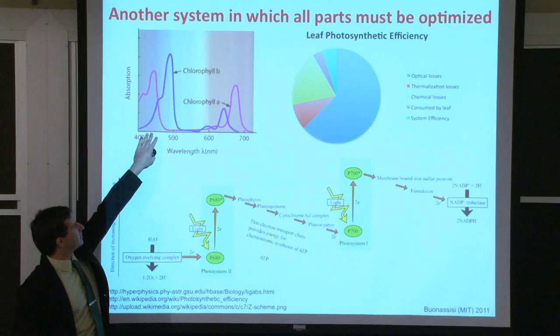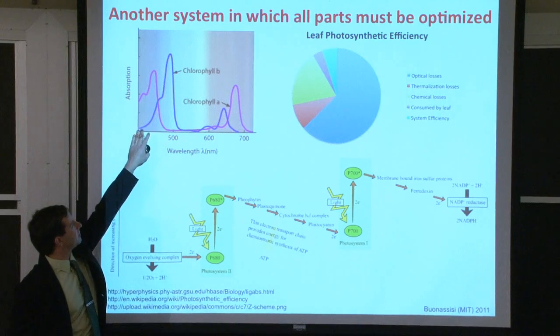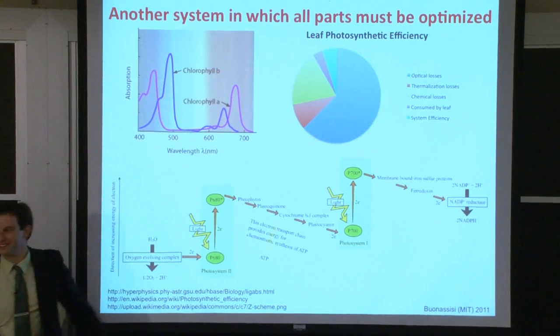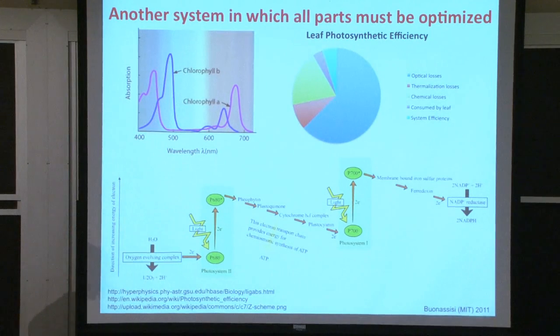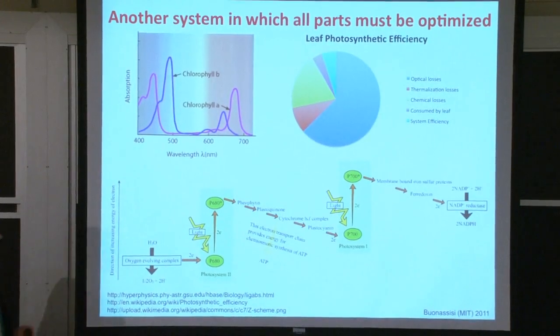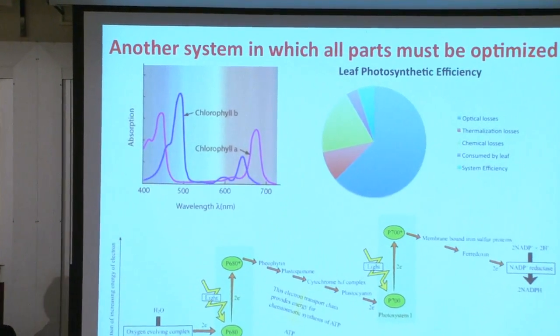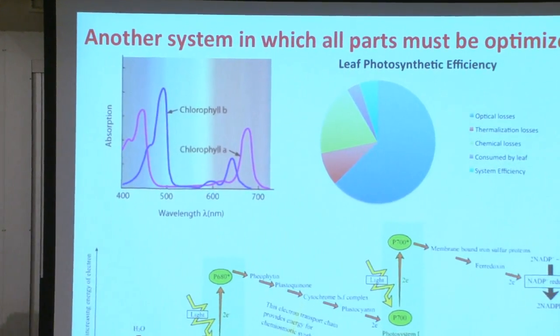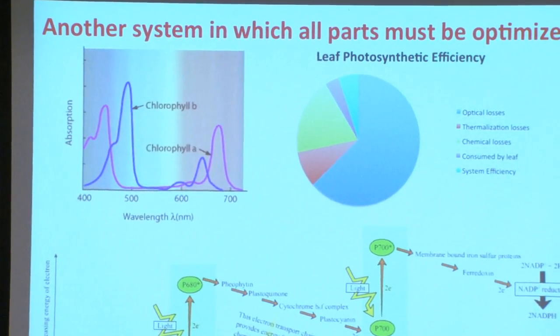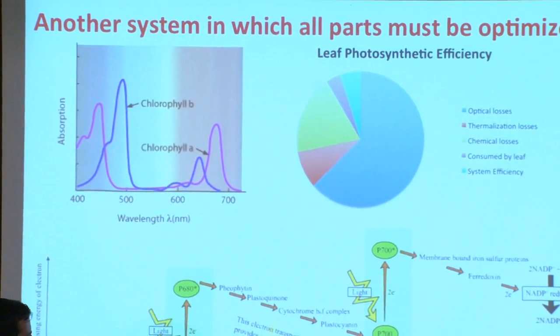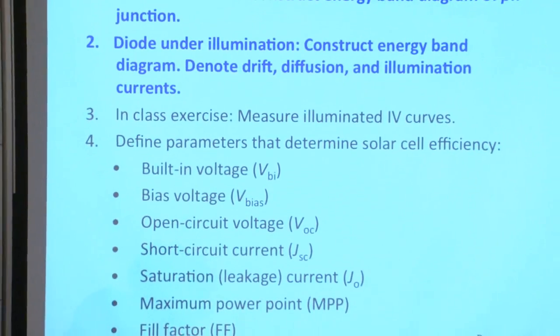And that in part is largely due to optical losses. If you can see the absorption spectrum of chlorophyll, of the different types of chlorophyll here, you'll see large portions of the solar spectrum that go underutilized. Right. So again, another system that's similar to a solar cell, in that the total system efficiency is the product of each individual component going along here.